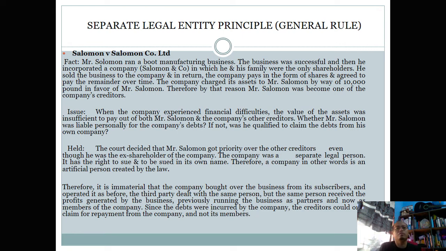This is the doctrine of separate legal entity, as opposed to the partnership. Once the partnership business incurred some liability, got money owed to any other person, the partner will be personally liable for that. This differs from the company.